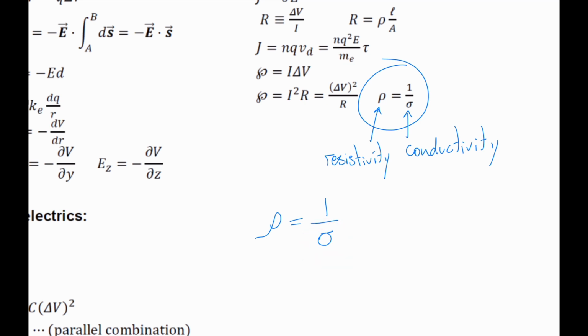Inverse relationship. If you want, you can multiply by sigma on this side and divide by rho on this side, and you can get another equation, which is sigma is equal to 1 over rho, the resistivity. It just tells you that conductivity of a material and resistivity of a material mean literally what they sound like. Conductivity is how good of a conductor a material is, and resistivity is how good of a resistor a material is. So normally metals and stuff have really high sigma, really high conductivity, and really low resistivity.